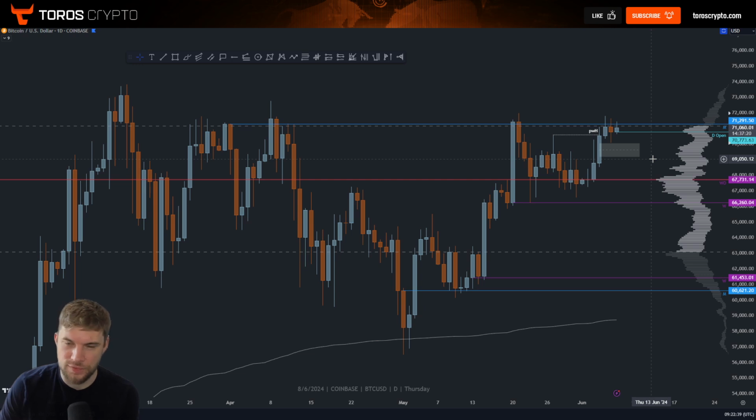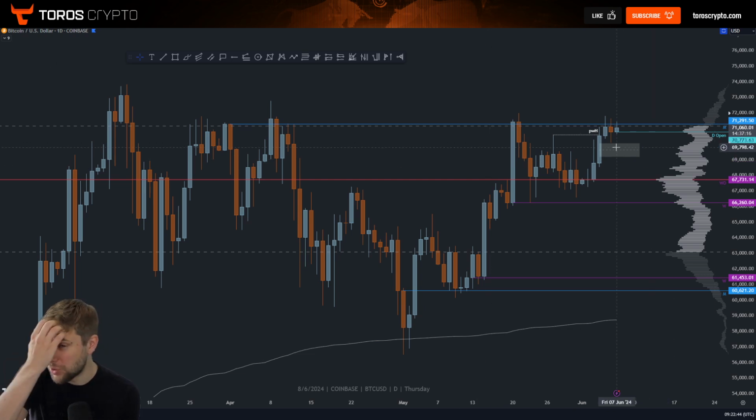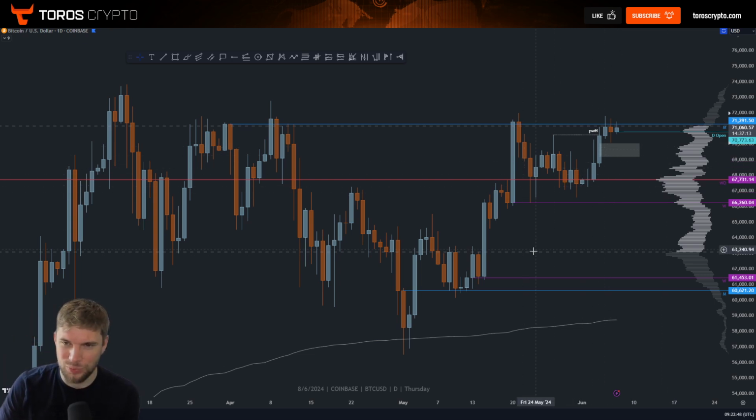If we do start to close 4-hour or daily candles down there, then I would slightly readjust my thinking, because what we have on this whole move up is just nice balance.